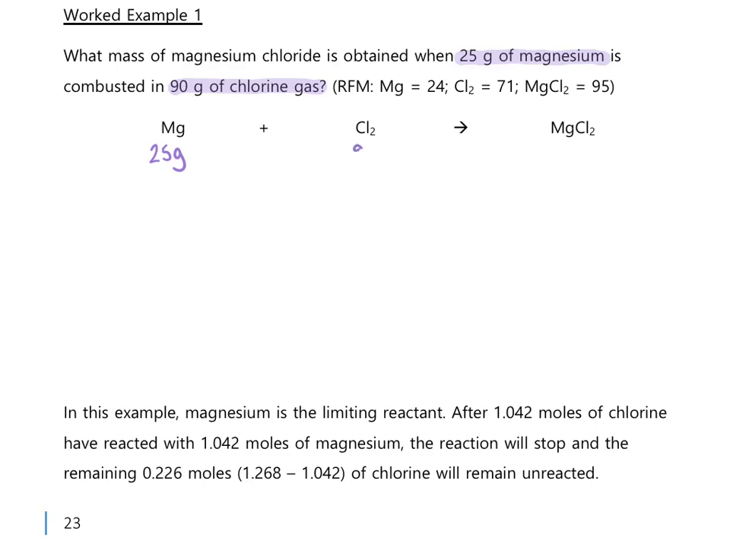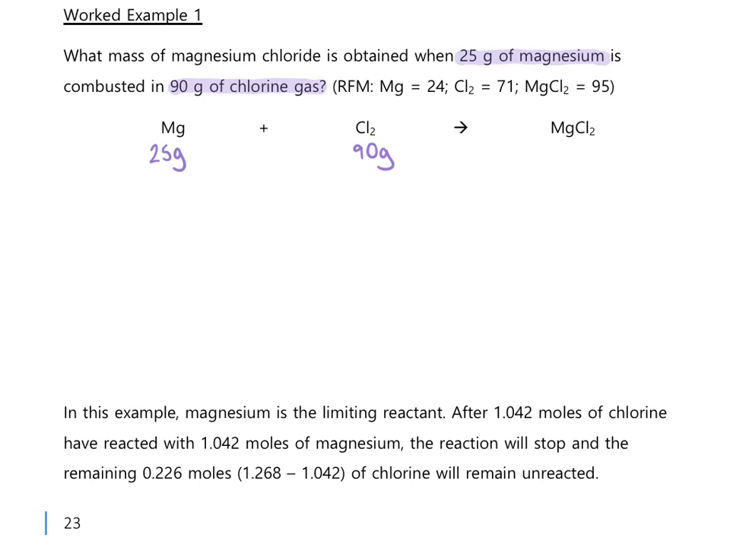So I write that underneath Cl2. Notice how this is different from our previous examples. We've been given the mass of 2 of our reactants. And what we need to do, like the packed lunches, is work out what's going to be our limiting reactant, what's going to stop us from going any further. And that will determine the maximum mass of product that we can get.